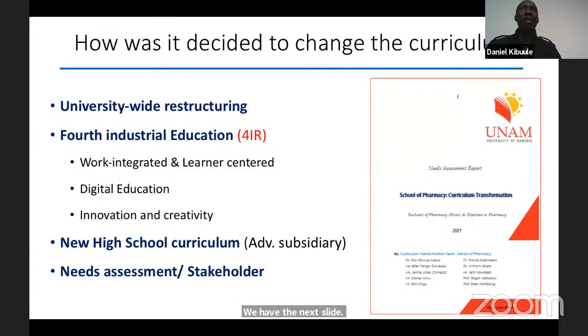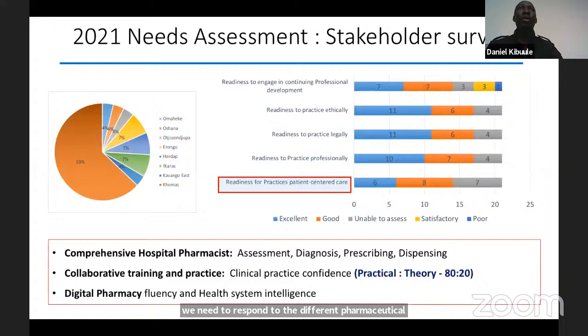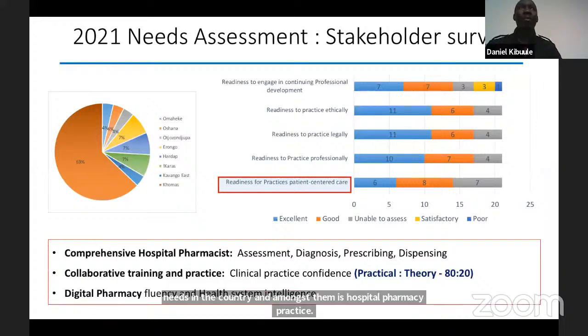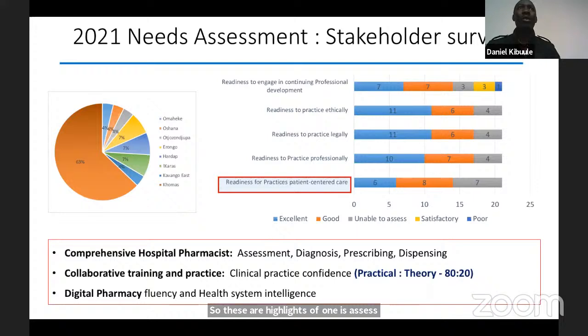So we are at the stage of a needs assessment. We have done a 360-degree assessment of what we need to respond to the different pharmaceutical needs in the country, and amongst them is hospital pharmacy practice. These are highlights of our needs assessment. It was done in 8 of the 14 regions of Namibia.